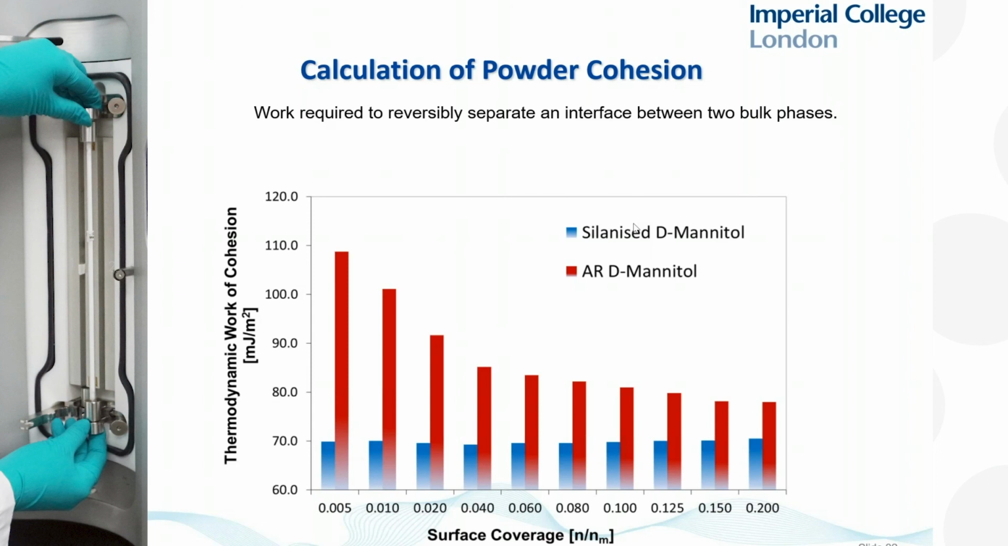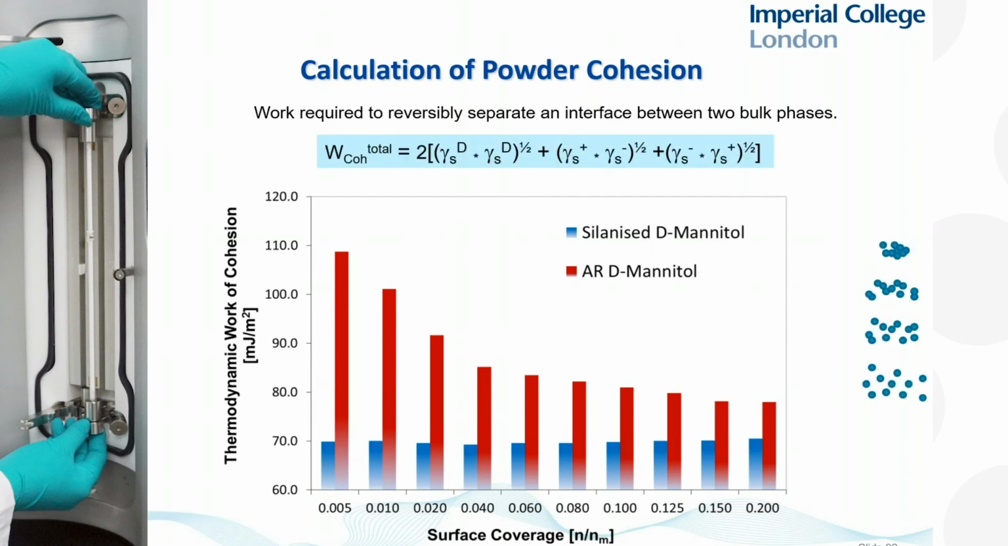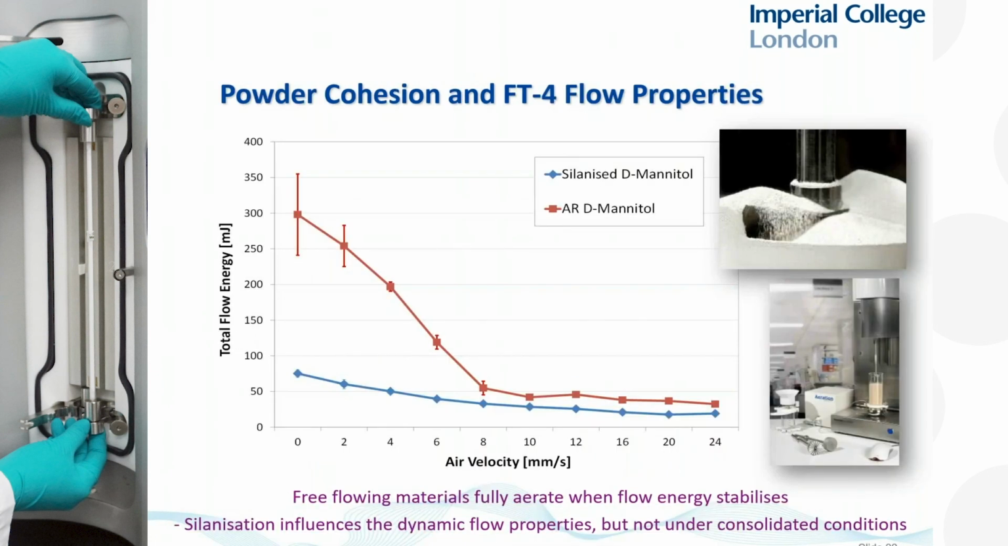They're all the same, except that some of them are hydrophobic and have different surface energy. So if we now go on, and this is how we compute the surface energy and thermodynamic work of cohesion, we can now look at the practical cohesion by looking at some FT4 flow behavior. And what you can see from the FT4 flow behavior is that essentially the material that's as received, we think has got higher energies, and actually it is a much stickier powder.